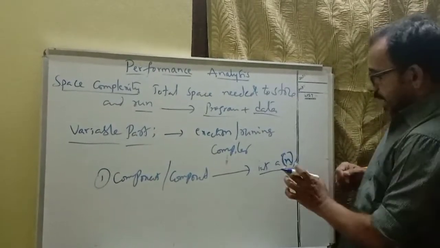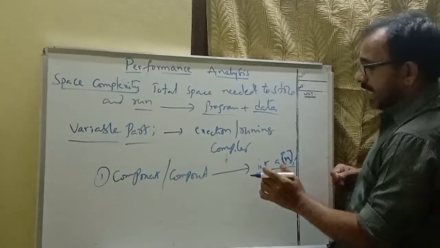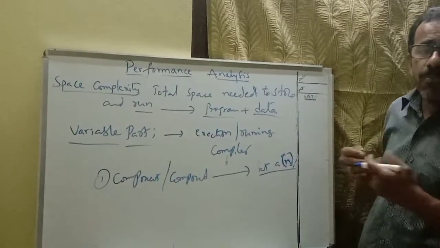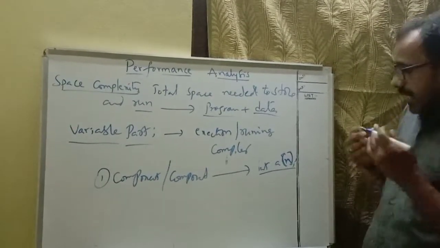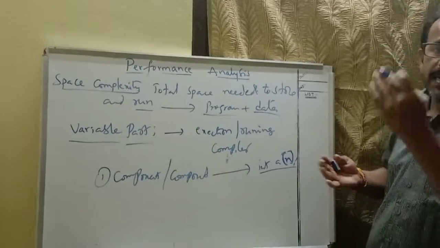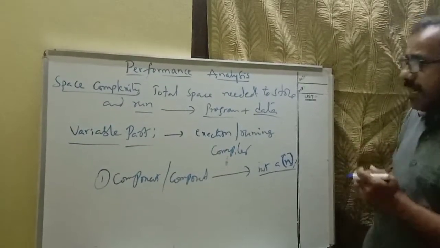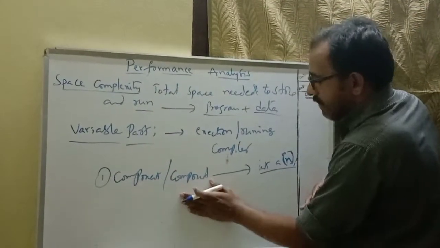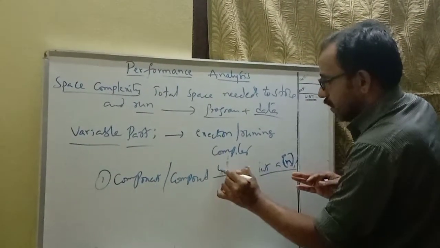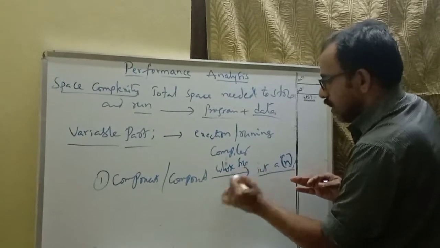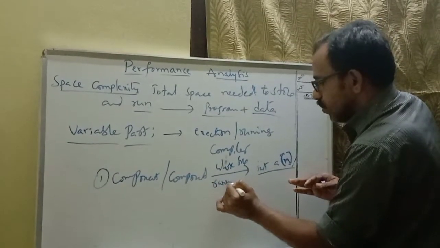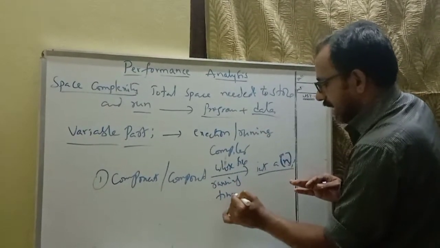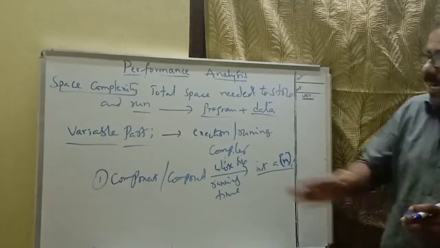Okay, so this n value is made available at running time only. During running time, as a programmer, we can enter the n value. If you enter n as 10, then 10 cells are allocated at running time. If you enter n as 100, then 100 cells are allocated at running time. That's why component or compound variables whose size is known at running time come under the variable part.